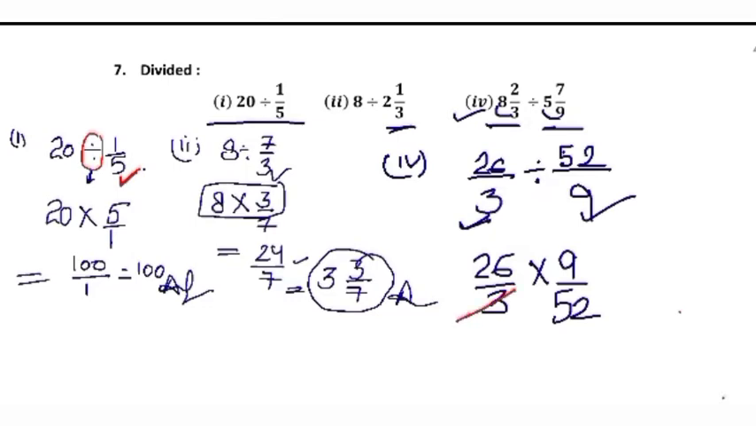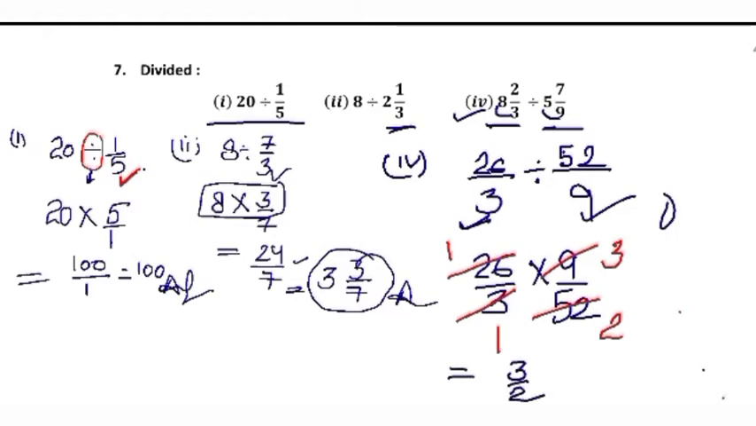Yes. This 3 and this 9. 3 1s are 3, 3 3s are 9. Similarly, this 26 and this 52. 26 1s are 26, 26 2s are 52. So what you are getting now? You are getting 3 upon 2.